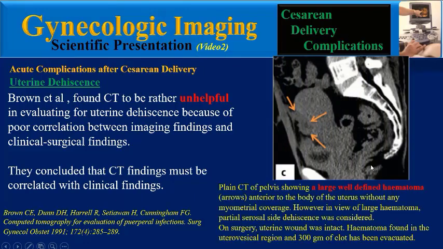In this sagittal image, we can see a large, well-defined hematoma anterior to the body of the uterus without any myometrial coverage, suggestive of uterine dehiscence. However, in view of the large hematoma, partial serosal site dehiscence was considered. But on surgery, the uterine wound was intact, hematoma was found in the uterovesical region, and 300 grams of blood was evacuated, and there was no evidence of uterine dehiscence.